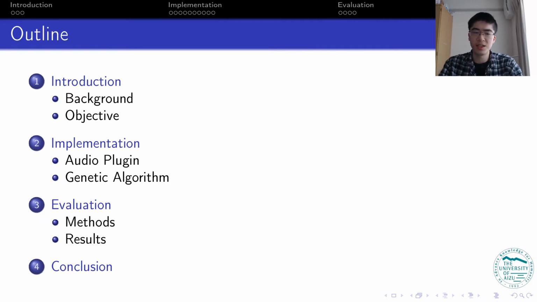In this presentation, I'll briefly go over some background information as well as my motivation for this project. Then I'll go over the implementation of the genetic algorithm itself, as well as the plugin framework that we are embedding the algorithm into. And finally, I'll go over our methods for evaluating our genetic algorithm, or basically whether or not it produces the impulse responses that we actually want from it.